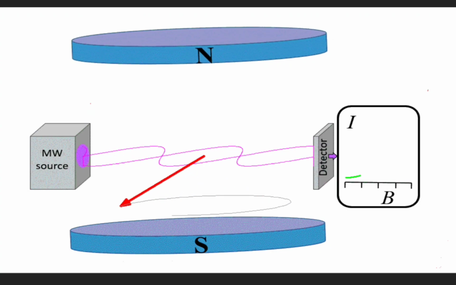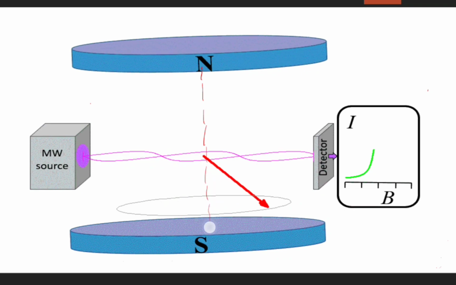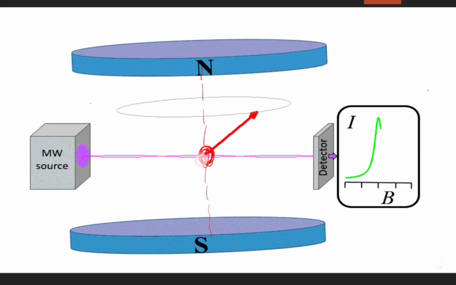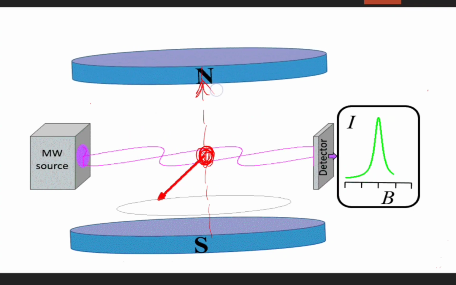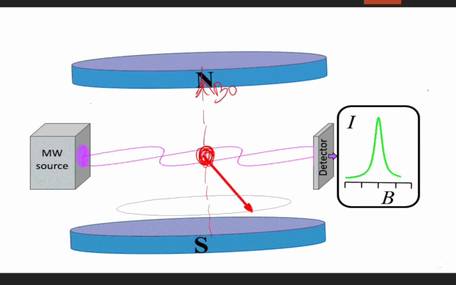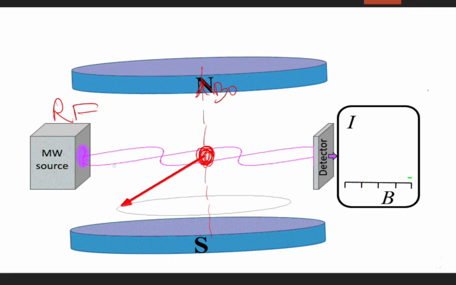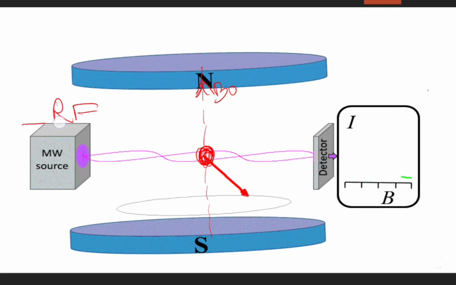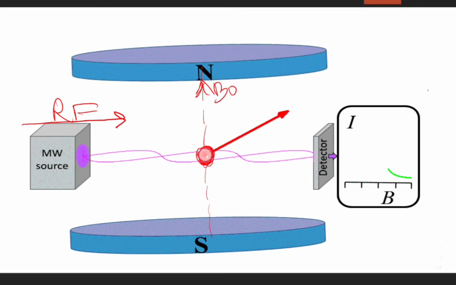You can see this is a magnetic field. This is your hydrogen atom and this is your main magnetic field, which you can see as B0. And this is the RF transmitter, the electromagnetic wave transmitter. So it is transmitting RF to this hydrogen atom and this hydrogen atom is flipping.